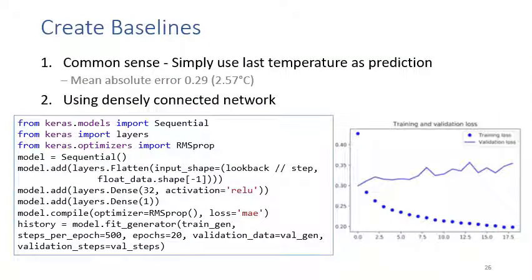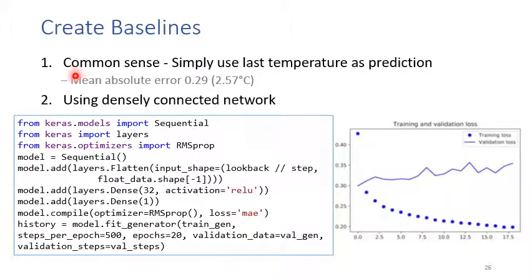We need to create baseline models to compare with our recurrent neural networks. It's only meaningful if our new RNN models are better than baseline models. Otherwise, we can just use the simple baseline models.